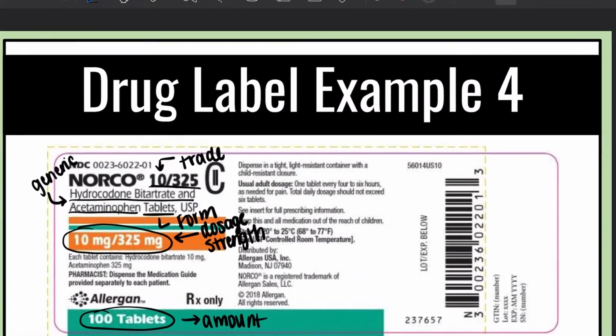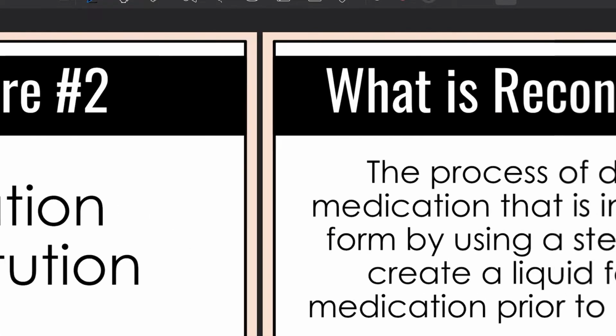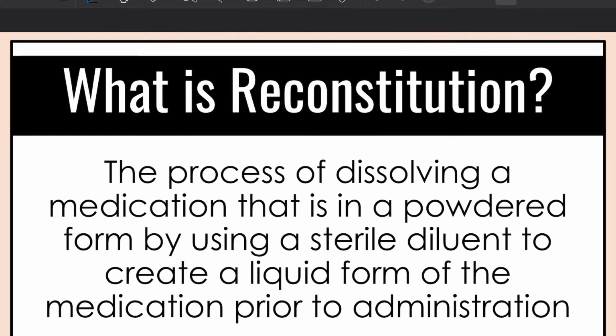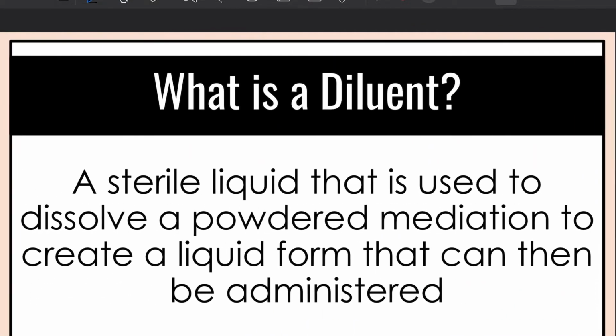Now, looking at the second part that we did not have a chance to do in class, we have medication reconstitution. So what is reconstitution? This is where we're taking a powdered medication and dissolving it using a sterile diluent to create a liquid form of that medication just prior to administering it. So you're probably asking, what is a diluent? Your diluent is your sterile liquid that you inject into the vial of powdered medicine to help create it into a liquid form. Because obviously we can't give the patient a powdered medicine, so we have to make it into a liquid.